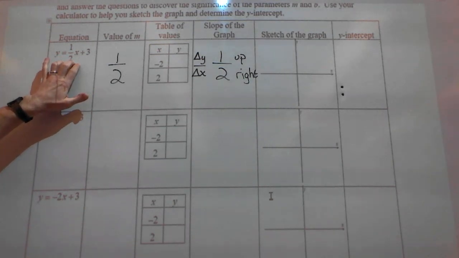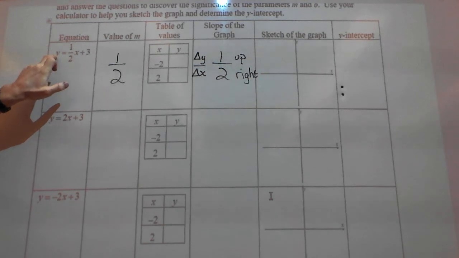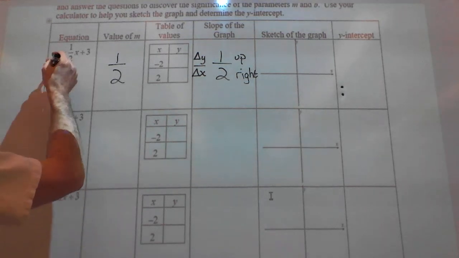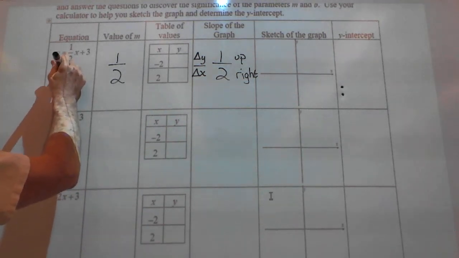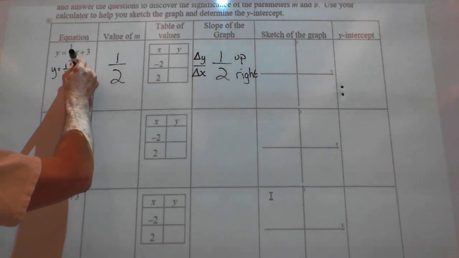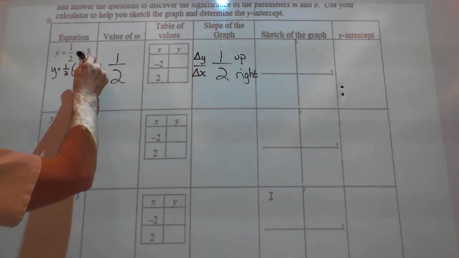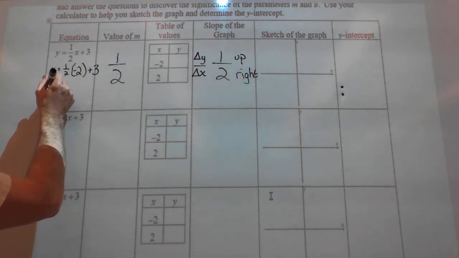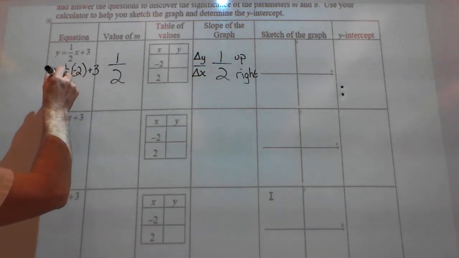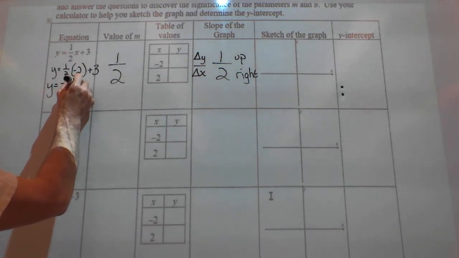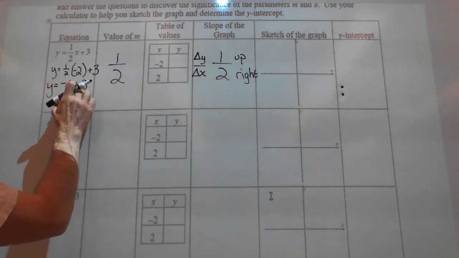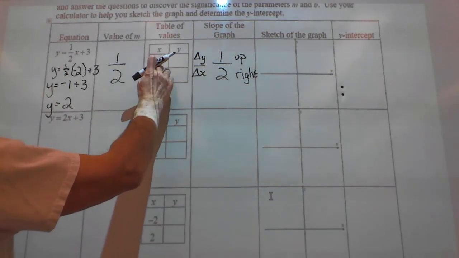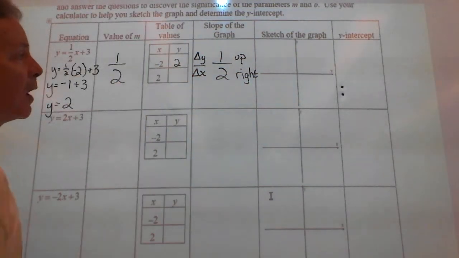We can use our equation, if we know the value of x, to find the value of y. So let's do that. For our first one, if x is -2, we simply substitute the value -2 wherever we see x, and then simplify the equation. So, 1/2 times -2 would just be -1 plus 3. -1 plus 3 gives us a y value of 2. So when x equals -2, y equals +2.